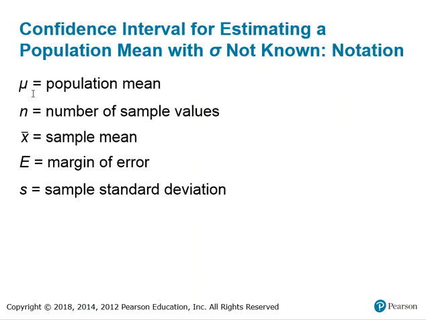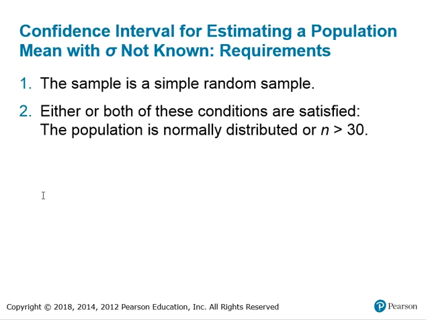Some of the symbols, to be more specific: mu will be the population mean, n will be the number of the sample values, x bar is the sample mean, we're still going to use E for margin of error, and sample standard deviation is still s as it has been previously.